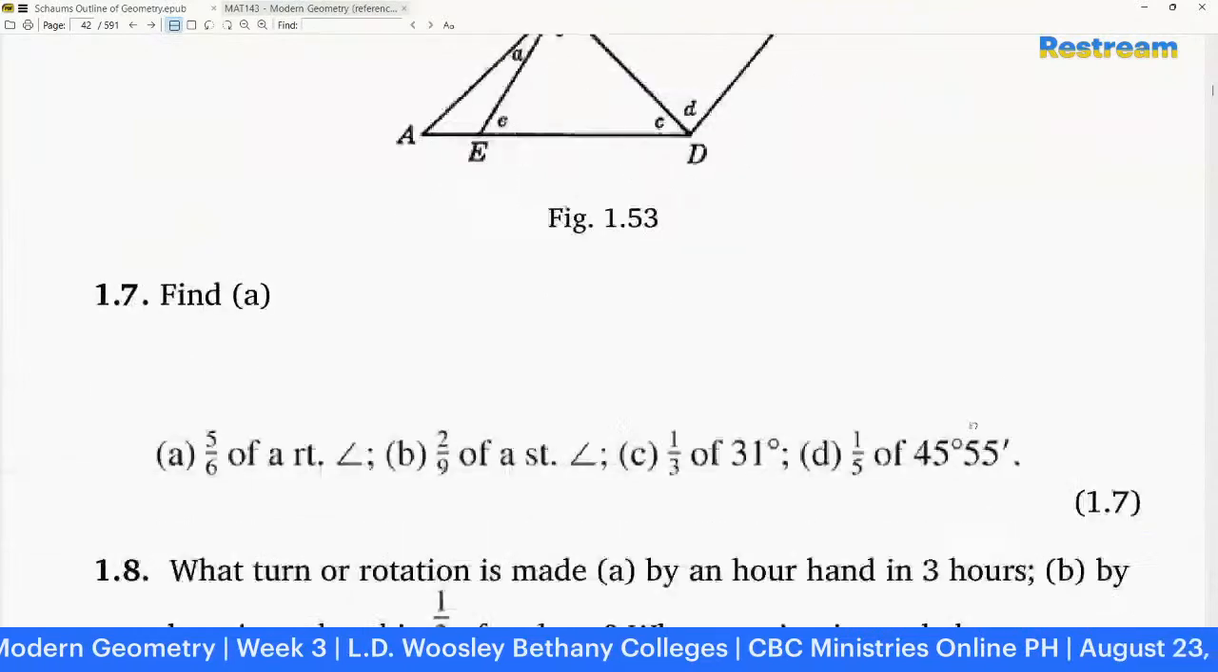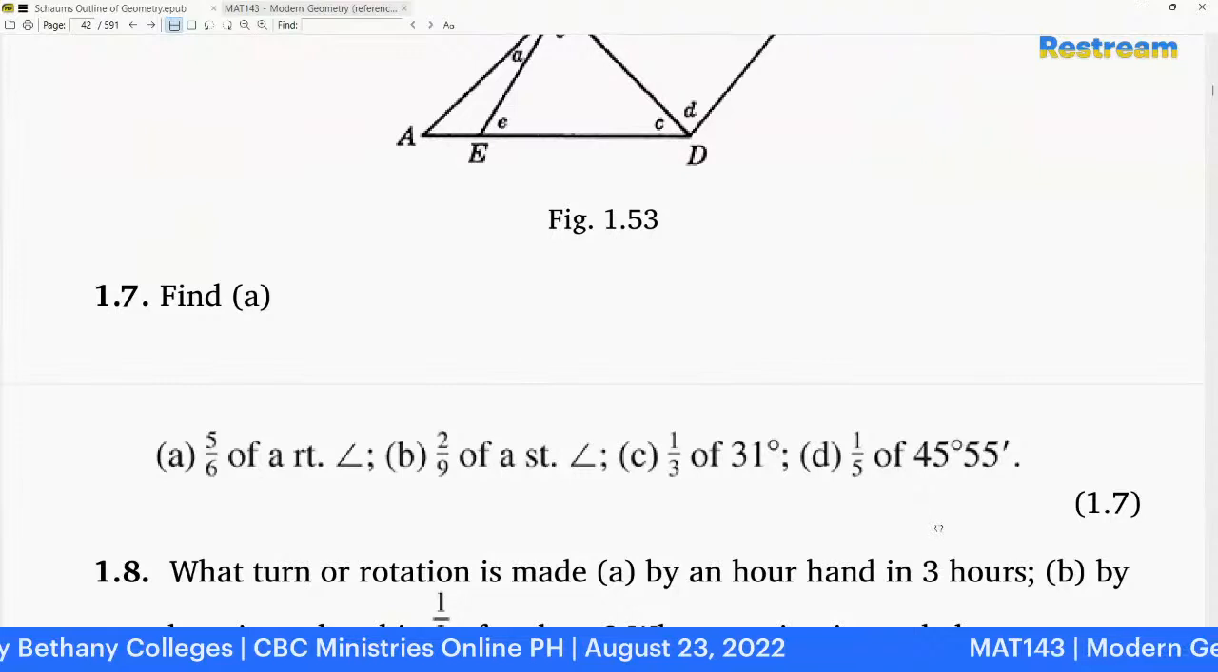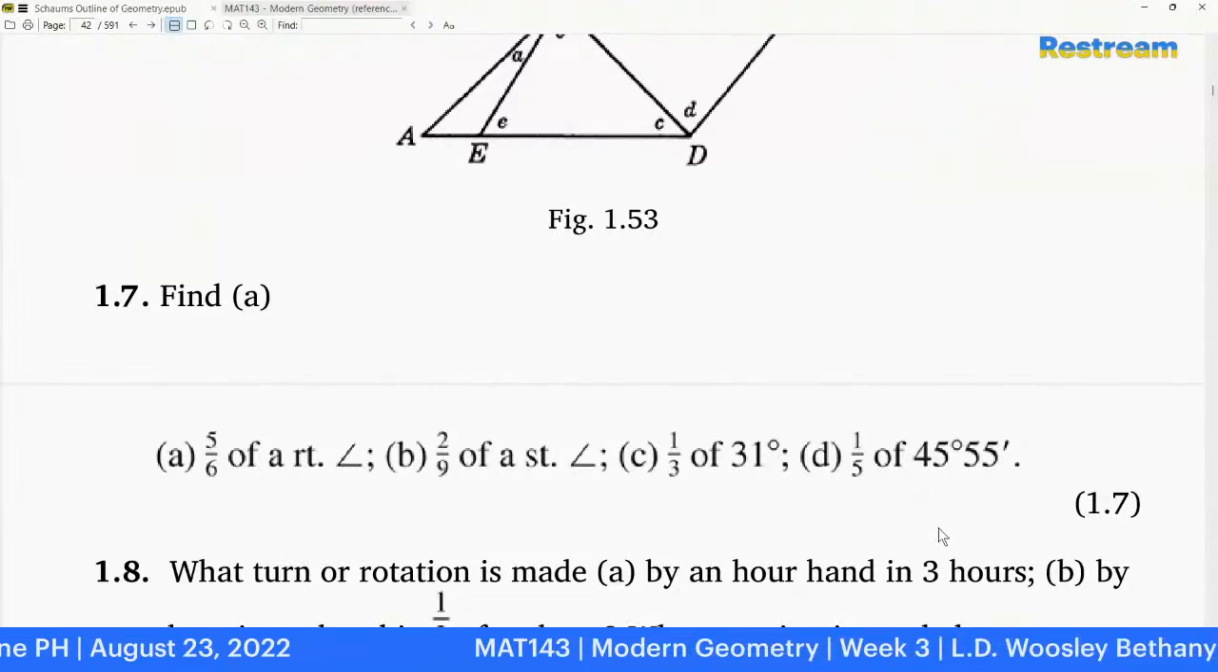Ito skip ko na to kasi kailangan ng ano to eh. Computation na lang naman siya. So skip ko na yung 1.7. So it could be done through calculating device.